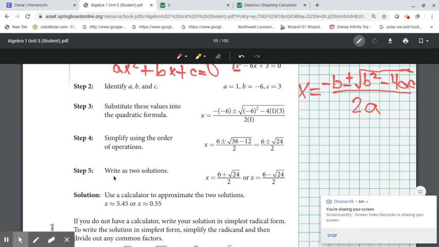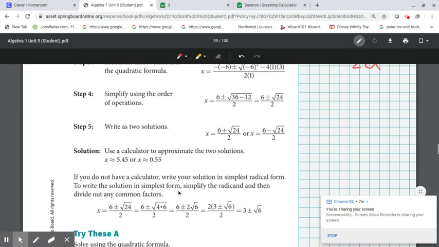You are going to write your two solutions. Remember, you can write it as 6 plus the square root of 24 divided by 2, or 6 minus the square root of 24 divided by 2. Once you get your two solutions, you can put them in your calculator. It can be either your graphing calculator or Desmos and get your decimal values.